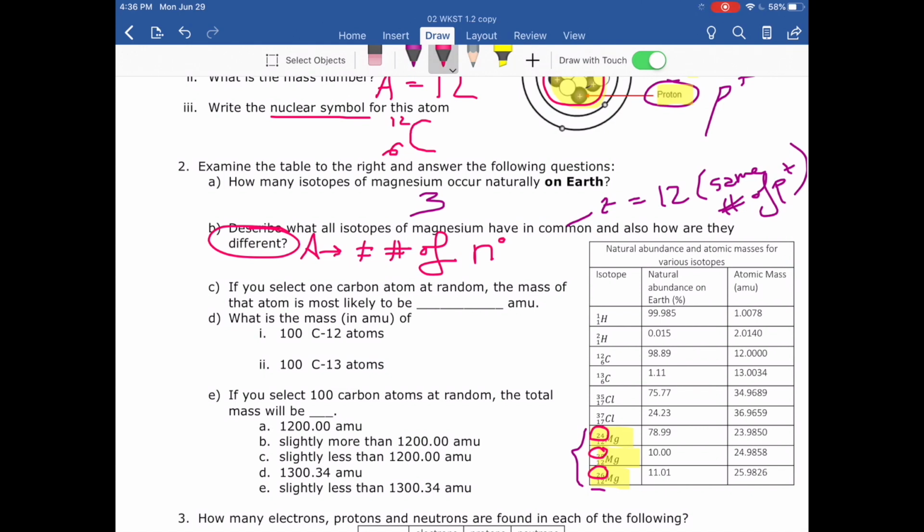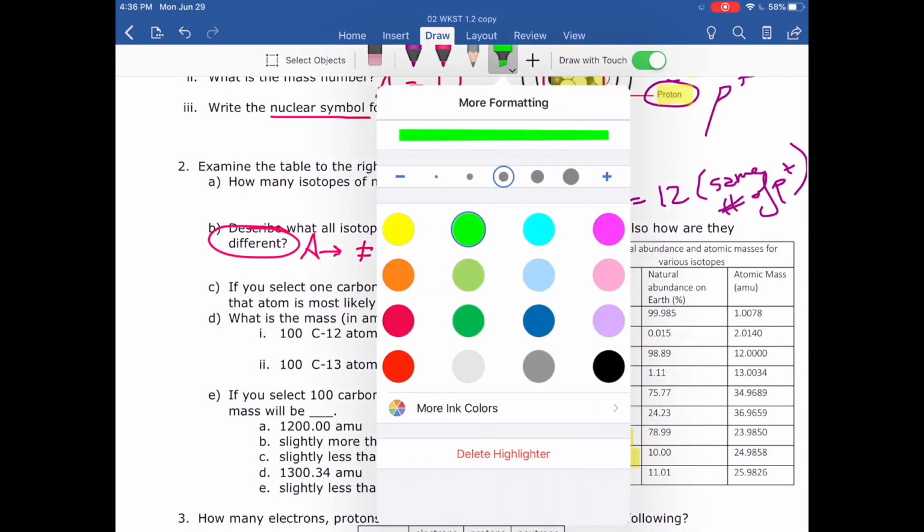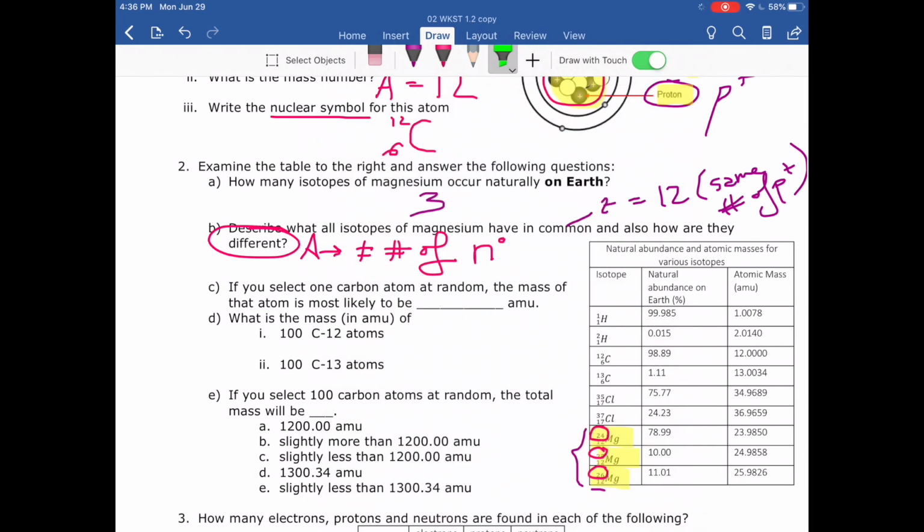Okay, so now it says, if you select one carbon atom at random, so now instead of magnesium, we're going to focus on carbon. I have carbon here and another isotope of carbon here, okay? The mass of that atom is most likely to be, well, if you actually look at the abundance in nature of the carbon, you see how carbon 12, this one over here, has an abundance of 98%. And carbon 13, this one over here, has an abundance of 1.1%.